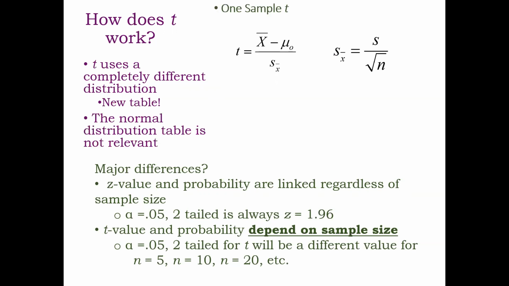So that's a one sample T right here. This is a one sample Z formula, and you see that it's very, very similar, right? The only difference is because we do not know the population standard deviation, we estimate it, okay? We estimate it based on our sample standard deviation, right? So Z and probability are always the same, no matter what your sample size, whereas the T value depends on the sample size, okay?